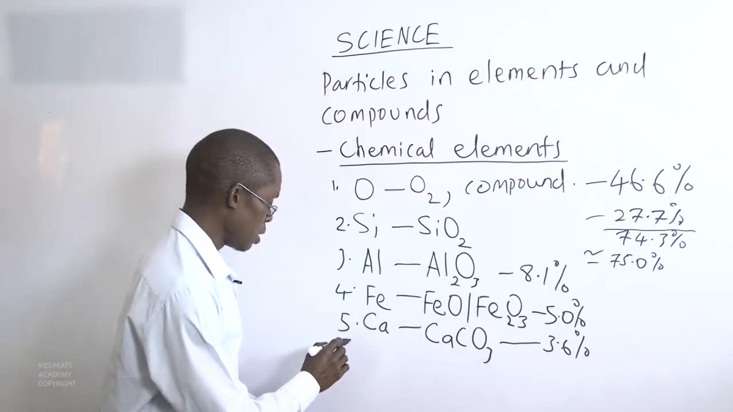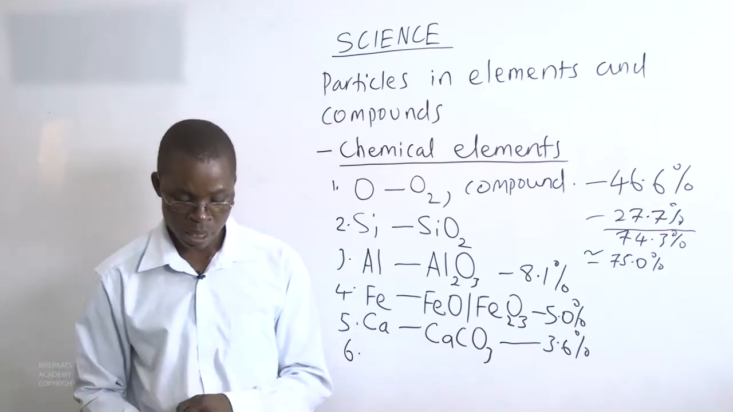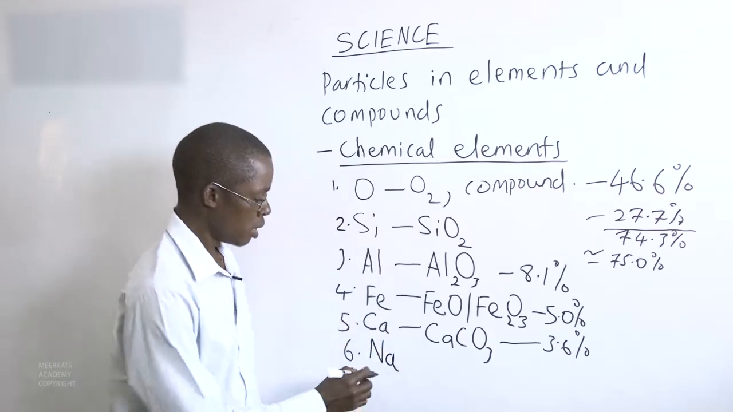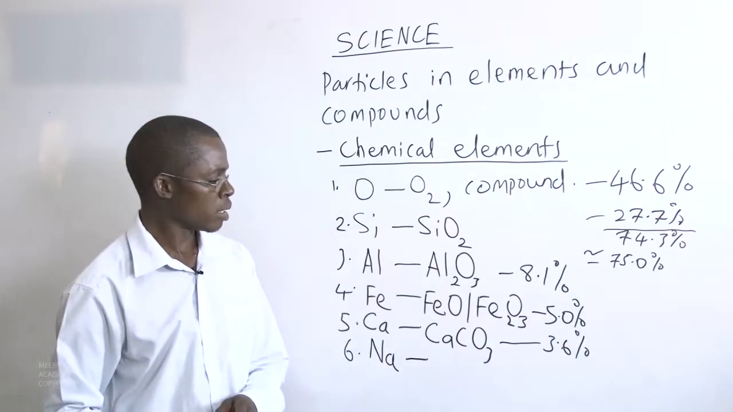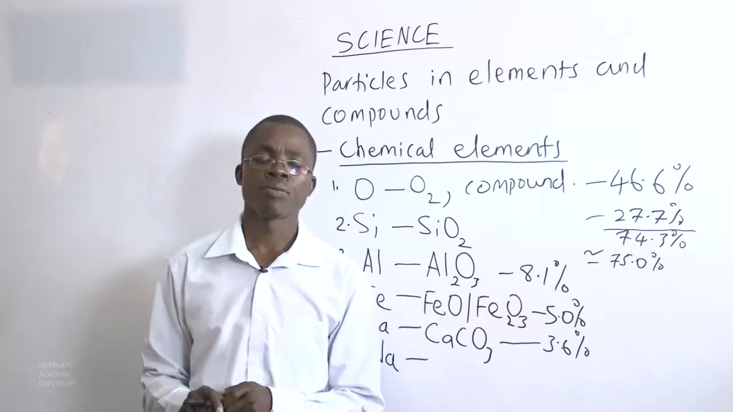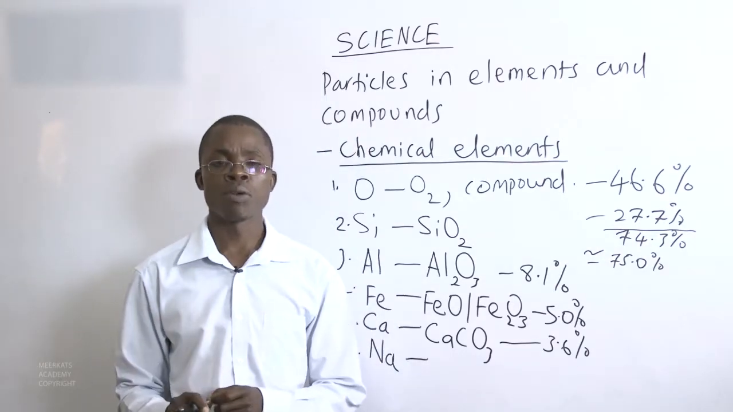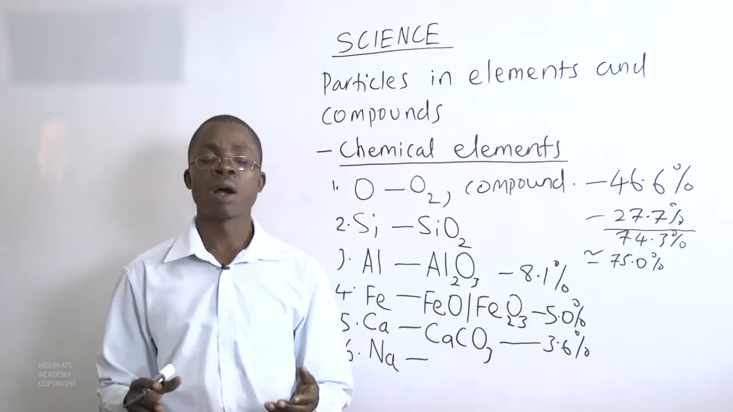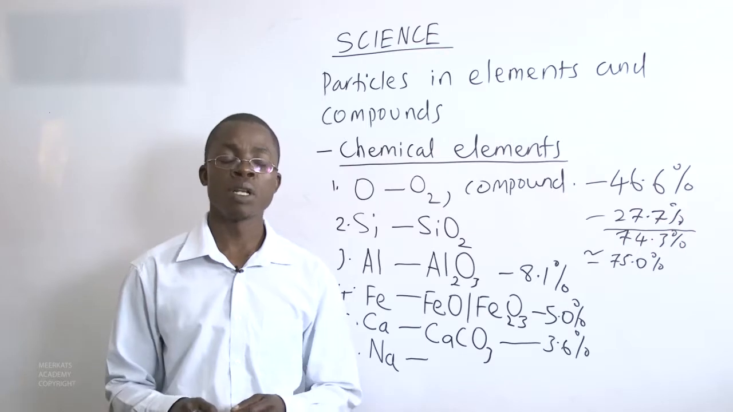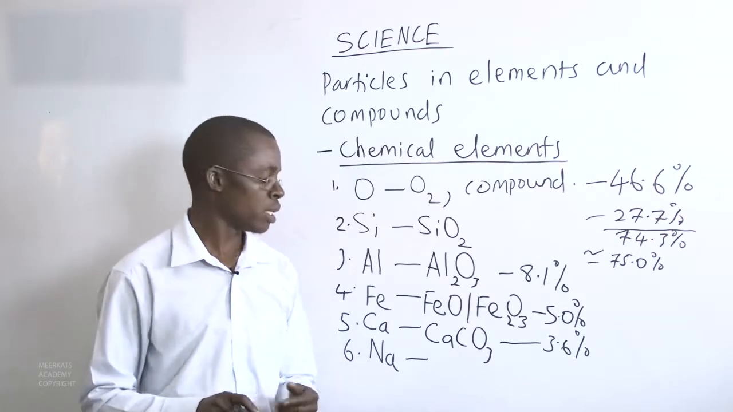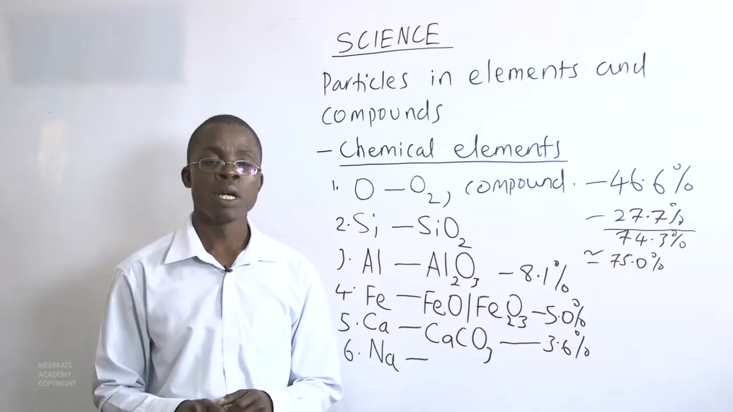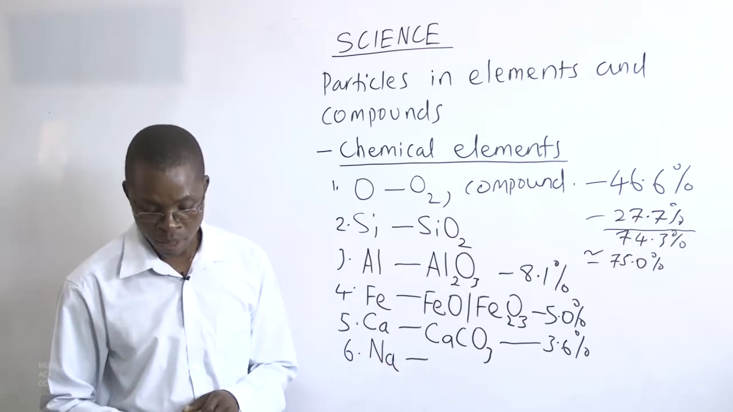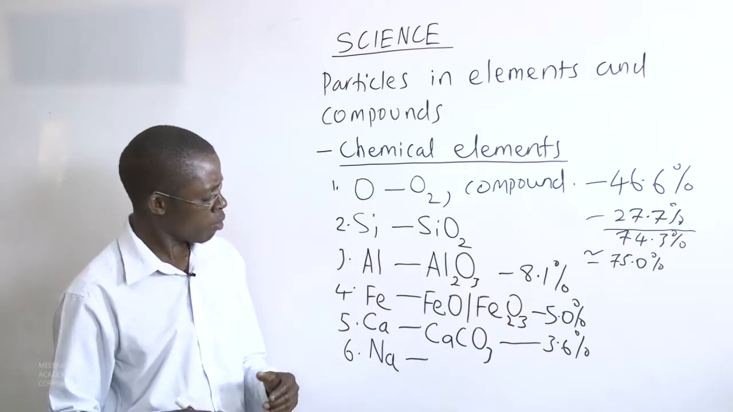The sixth element we can look at is sodium. Sodium also is found in compound form. It cannot be found in pure form naturally because it is a very reactive element. There is no way it will be left that way. It will always react until it forms a more stable compound, and therefore sodium is always found in compound form.